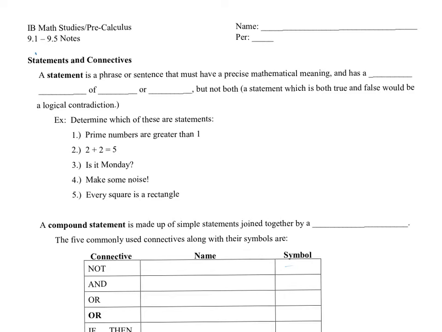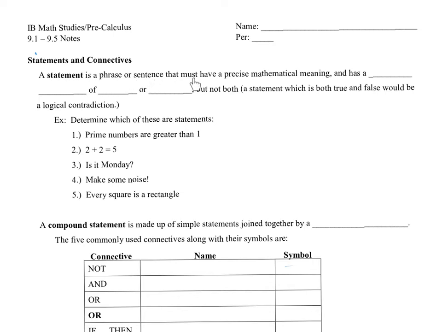We'll be taking a look at 9.1 through 9.5 today, and we're going to start with statements and connectives. The building blocks of logic, we need to start with some statements. Later, we'll talk about how to join those statements together with connectives, and then study the logic or the truthness of those statements. So let's start with what a statement is.